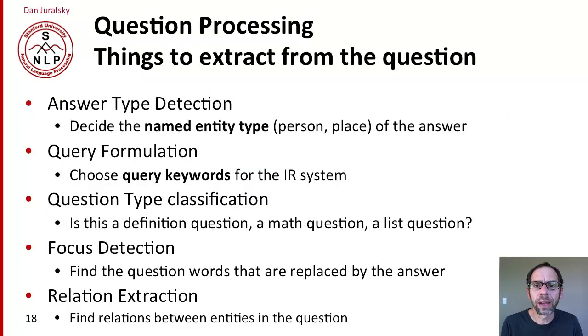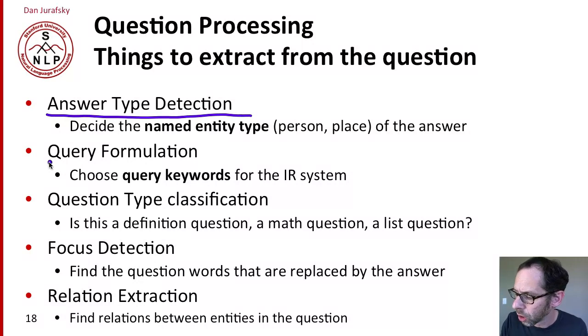There are as many as 5 things that we normally extract from a question. Perhaps the most important is the answer type. This is a named entity, a person or a place or a date, that tells us what we're looking for in this factoid question. Query formulation, equally important. That's the set of words we're going to send to the IR engine that tells us what to look for, what passages are likely to have the answer. And then other kinds of things, depending on the system, may also be extracted.